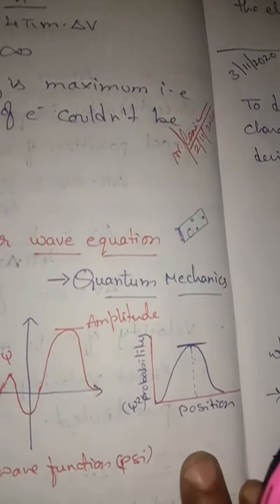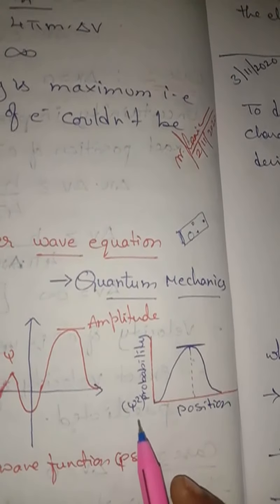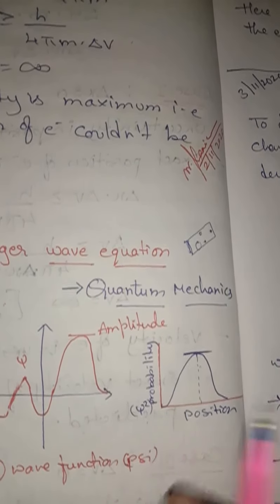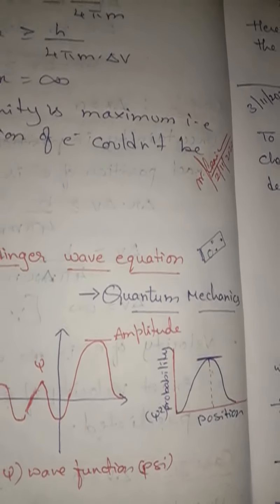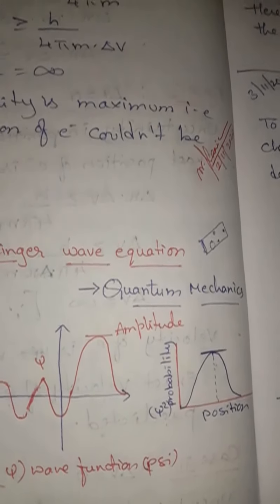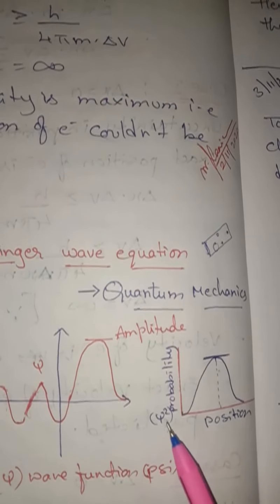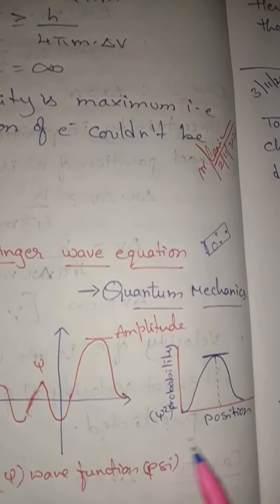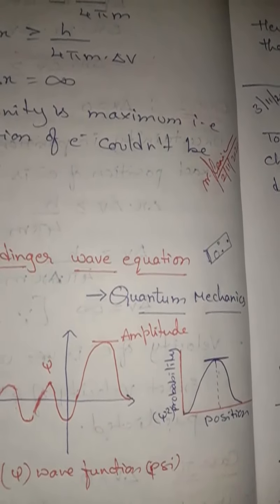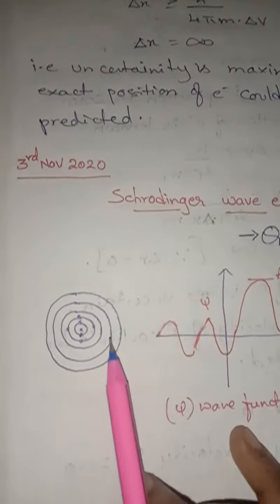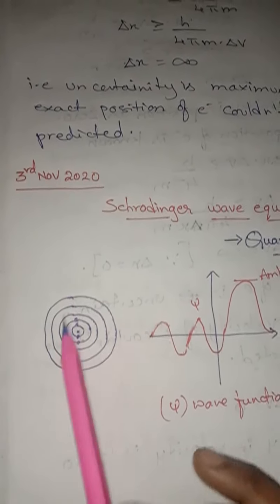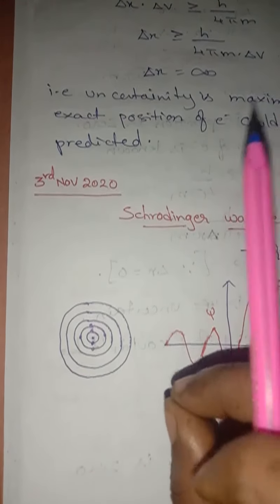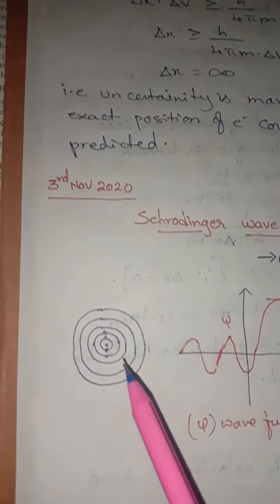So look at this diagram, children. The square of the orbital wave function, psi square, at a point is proportional to the probability of finding the electron at that point. Hence psi square is known as the probability density, and it is always positive. So the three-dimensional space around the nucleus where the probability of finding an electron is maximum, to the extent of 90 to 95%, is called an atomic orbital.